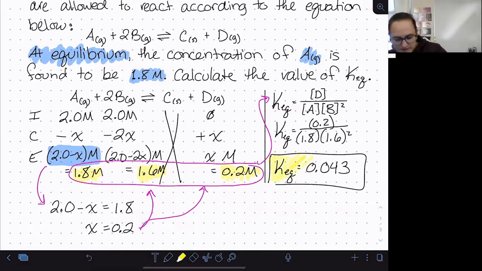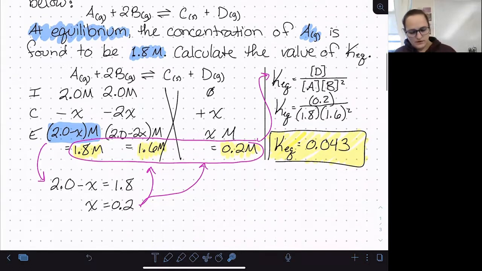So this last part of the process of plugging in our equilibrium concentrations should feel familiar. The only new part really is how do we get the rest of these concentrations using our ice table. So now I would like you to apply the same approach to a different problem.